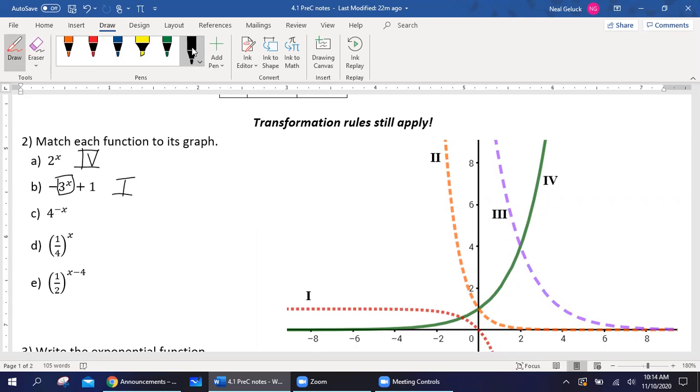For the next one, 4 to the -x. So 4 to the x would have been my parent graph. A negative on the x reflects me over the y-axis. So take the normal parent and flip it over the y-axis. That would look like number 2.